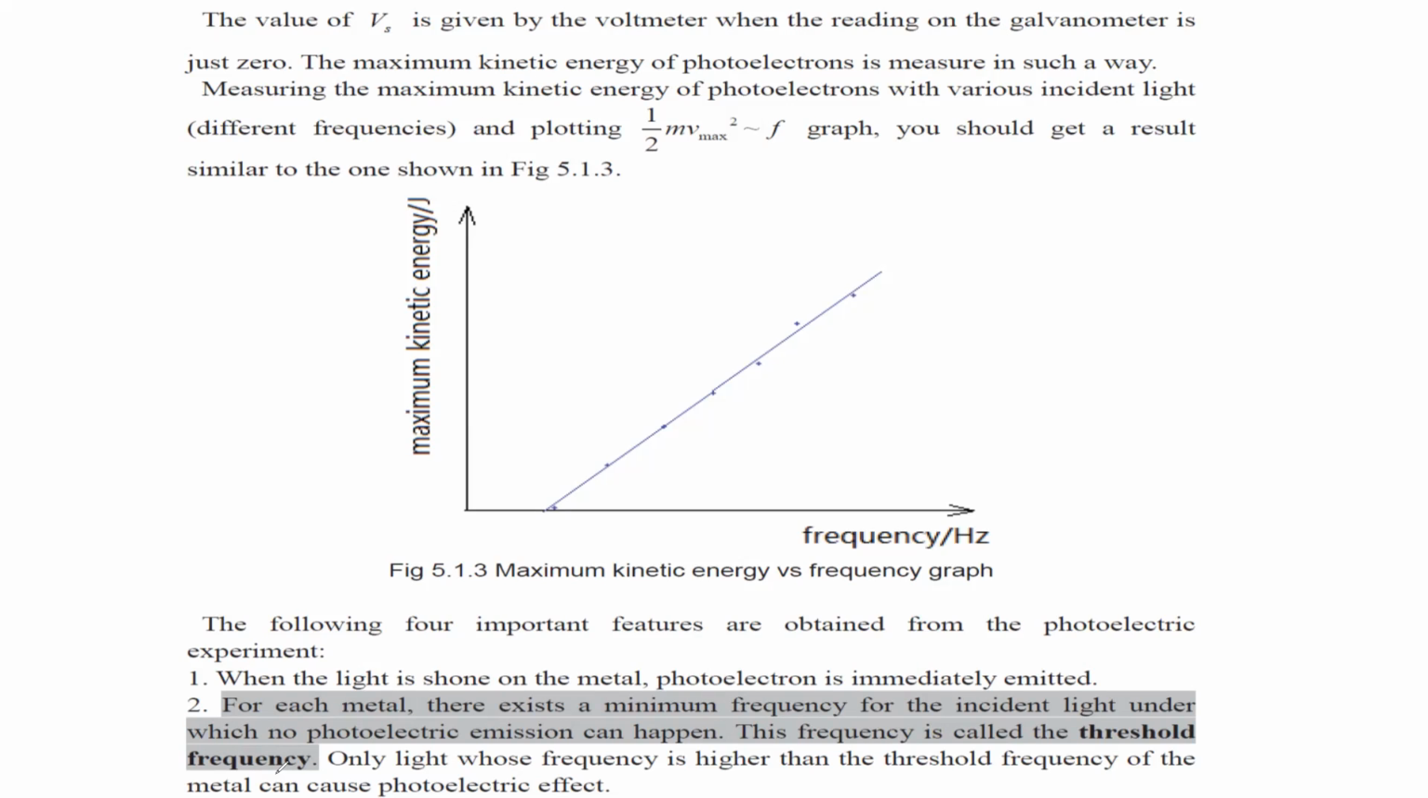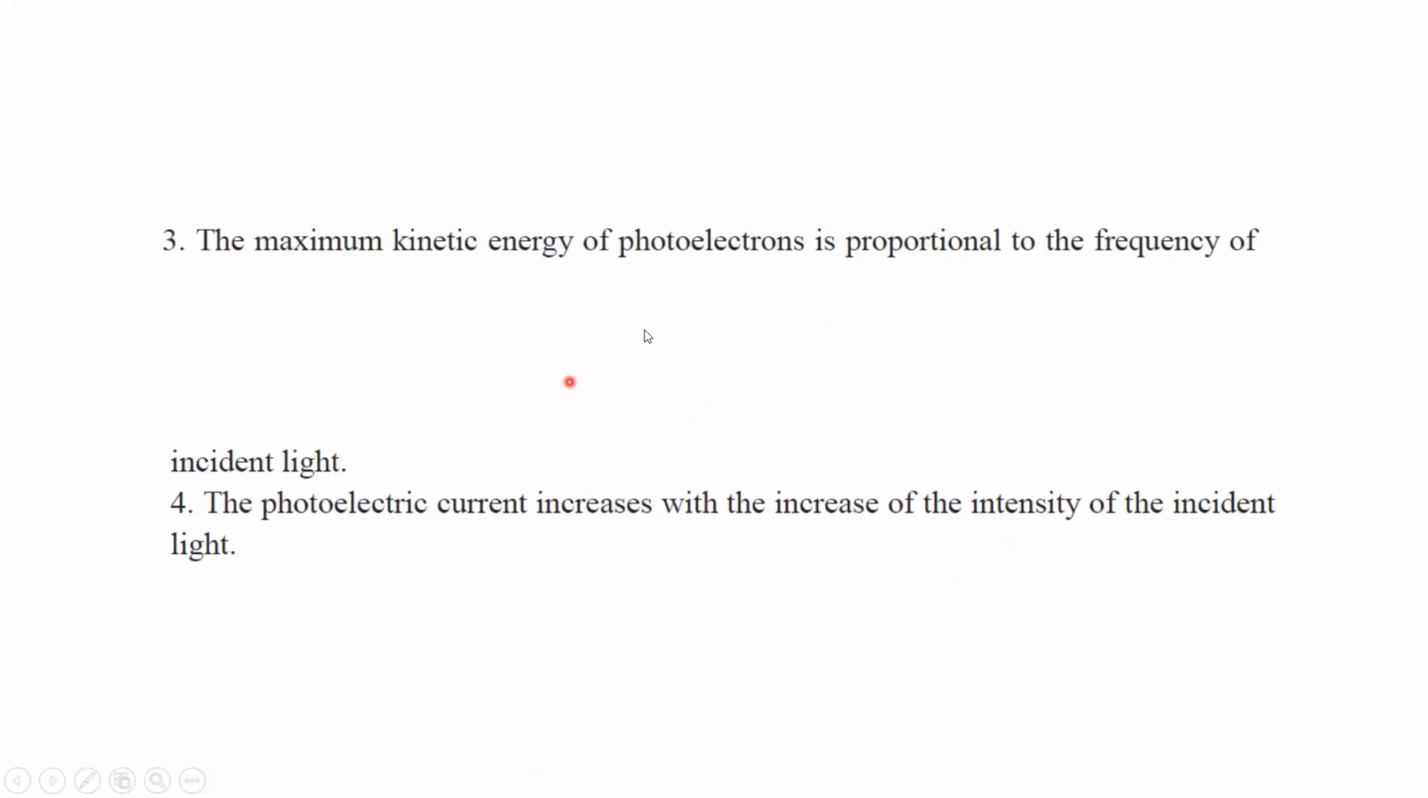The minimum frequency which we need to remove the electron, we call that the threshold frequency. Only light whose frequency is higher than the threshold causes a photoelectric effect. And we observe that the maximum kinetic energy is proportional to the frequency. If we increase the frequency, the kinetic energy will also increase. The maximum kinetic energy is proportional to the frequency of incident light, and the photoelectron current increases when we increase the intensity of light.